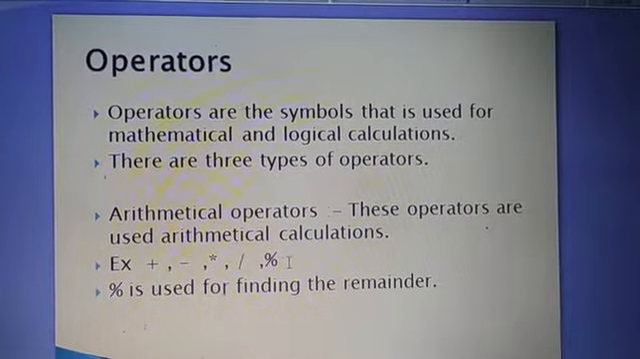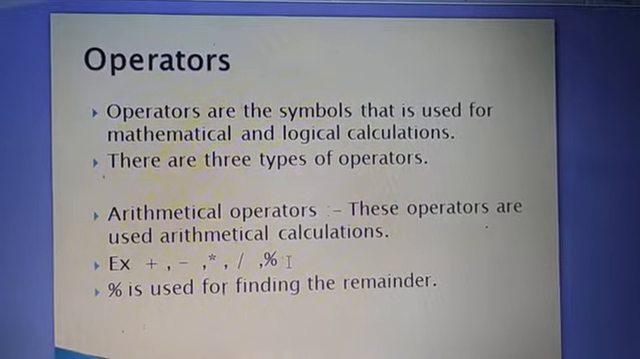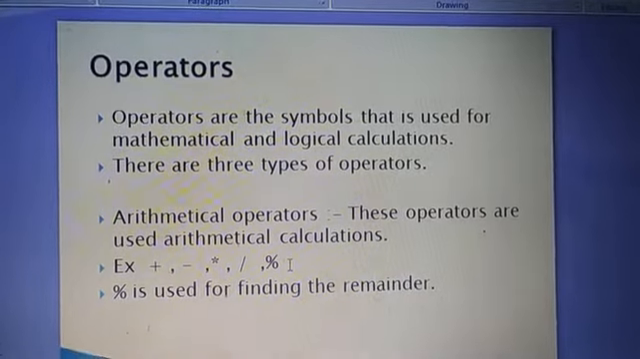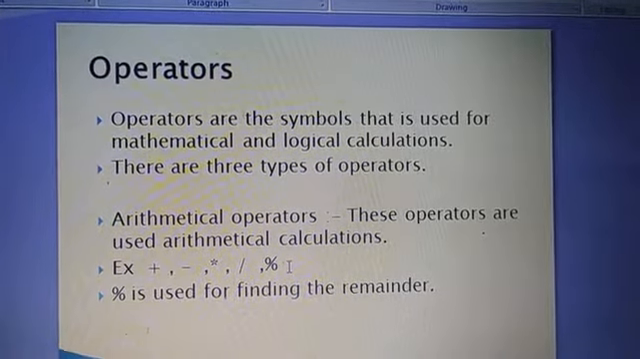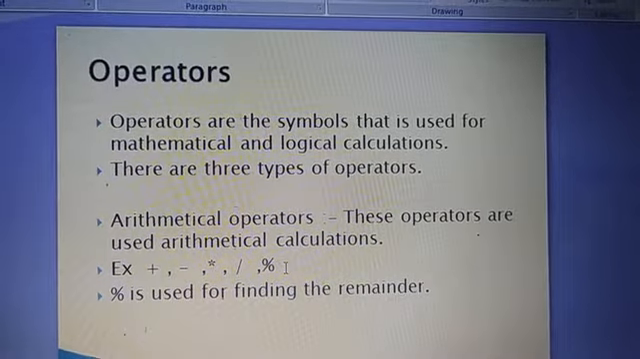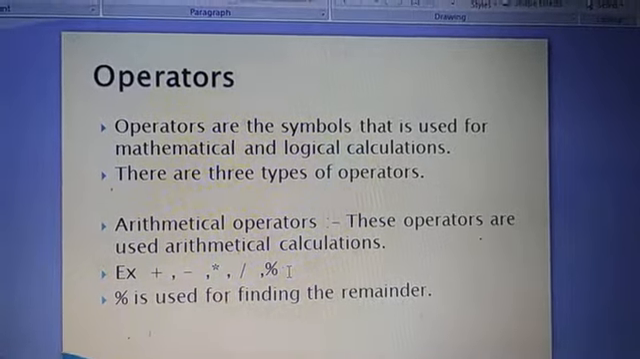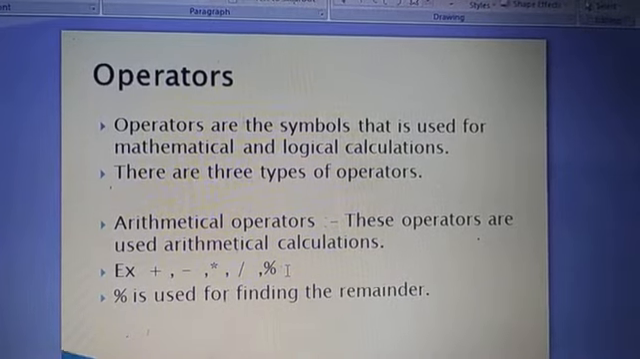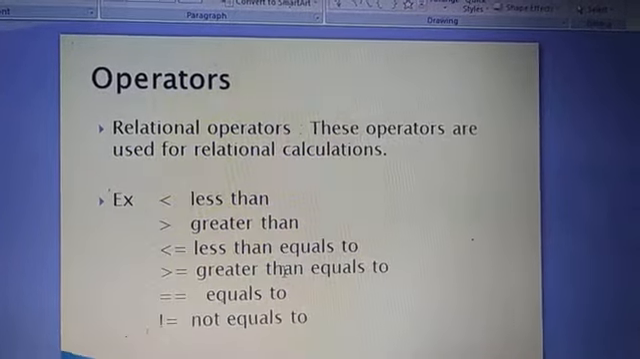Then one more operator, percentage. The percentage sign is used for finding the remainder. Remainder means if I compute 7 percentage 5, then it will give me the answer 2. If you divide 7 by 5, then you will get the remainder 2. So remember, the percentage sign always gives the remainder.